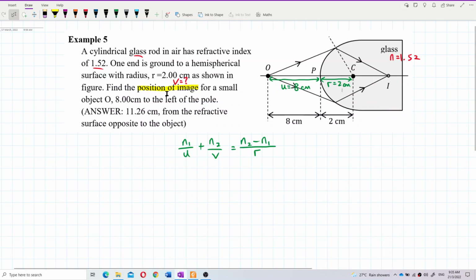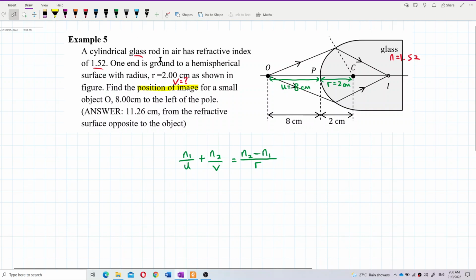Now I want to find the image distance, so I'm going to use this formula. We have n1 and n2. Which one is n1 and which is n2? But we only have the refractive index of glass, so why do we have two refractive indices? Remember this formula: we need to draw the incident ray and refracted ray. But the diagram already provides you the incident ray and refracted ray, so it's easy.